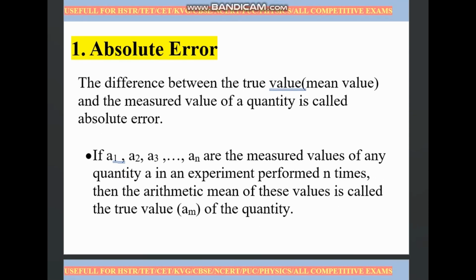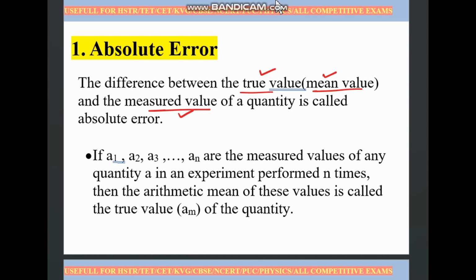So the first one is absolute error. What is the meaning of absolute error? The difference between the true value, and one more word I am using here, mean value, and the measured value of a quantity is called absolute error. Both the true value or mean value and the measured value can be calculated at the time of the experiment only.